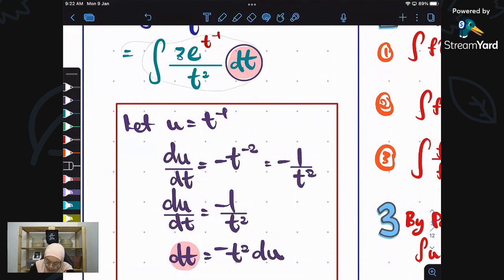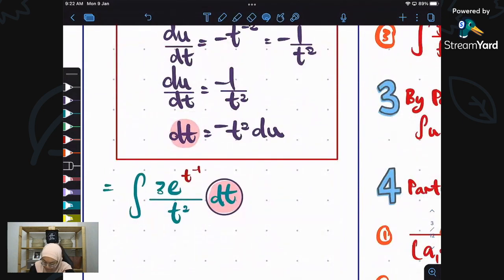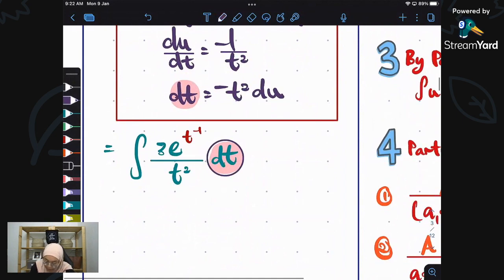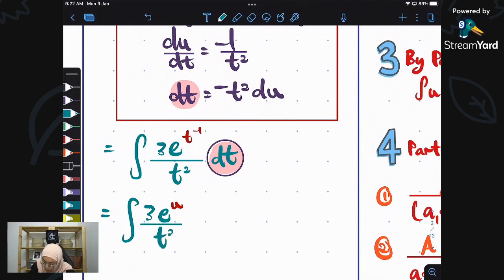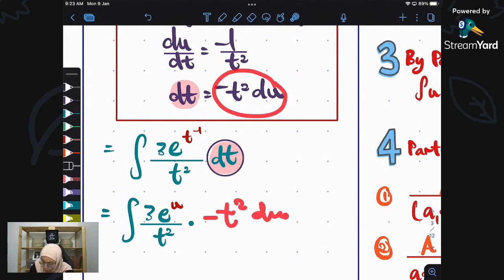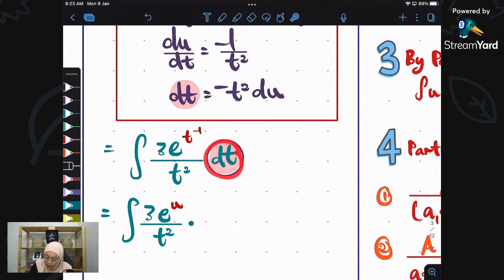I think I'm going to bring this down, because it's easier, I can't see it. Okay, I'm ready to change. Everything is in terms of u. So the integral of 3 exponent u over t squared stays the same, no change. But don't forget to multiply by this, multiply by negative t squared du. Why? Because dt is equal to negative t squared du. So I'm going to bring these things below here.